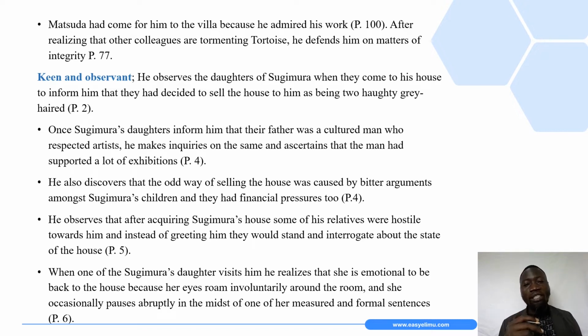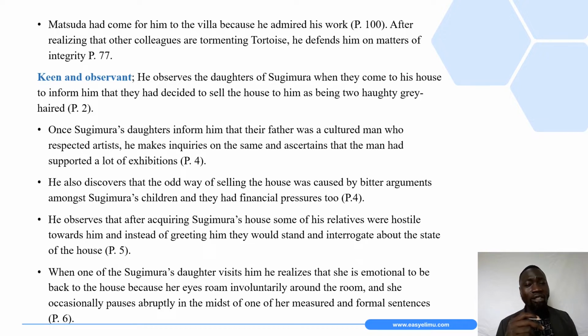First, Ono observes the daughters of Sugimura. That is when they come to his house to inform him that they had decided to sell the house to him, as being too haughty, gray-haired. In the novel, he says that I received a visit one afternoon from two haughty, gray-haired ladies who turned out to be the daughters of Akira Sugimura. So that shows how keen and observant he is.